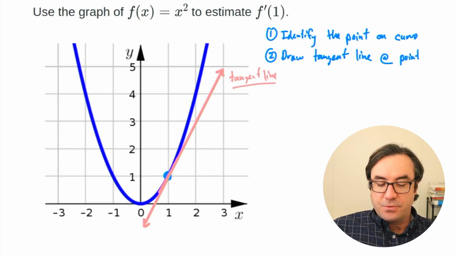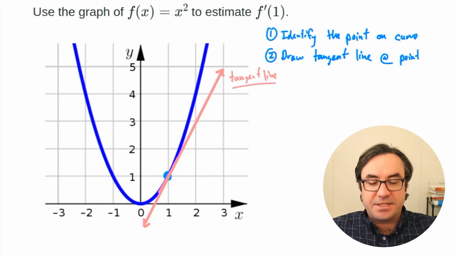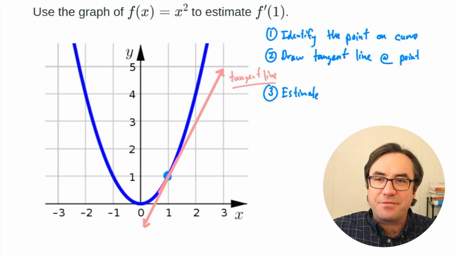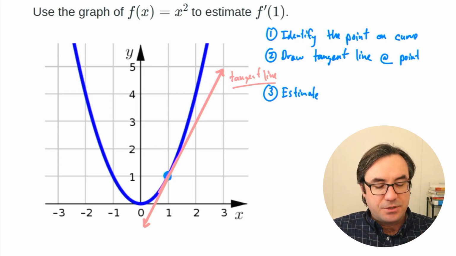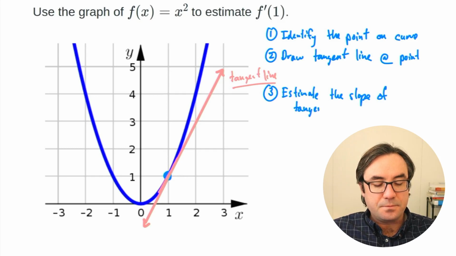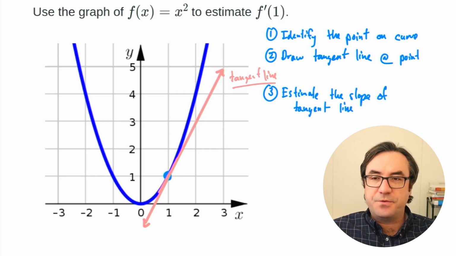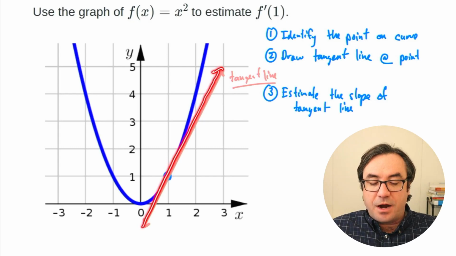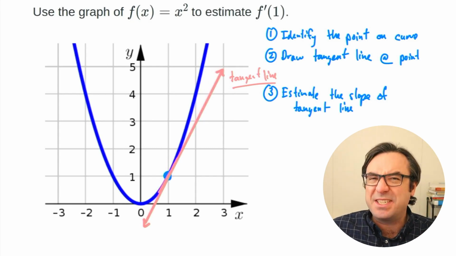All right. So now we want to estimate, next step, we want to estimate the slope of that tangent line. Again, anytime we're using a graph, it ultimately is an estimation. So estimate the slope of the tangent line. So when we do this, in order to figure out the slope of a line, we need 2 points. So, and we want the slope of our tangent line here. So we want to pick 2 points that are on that line.